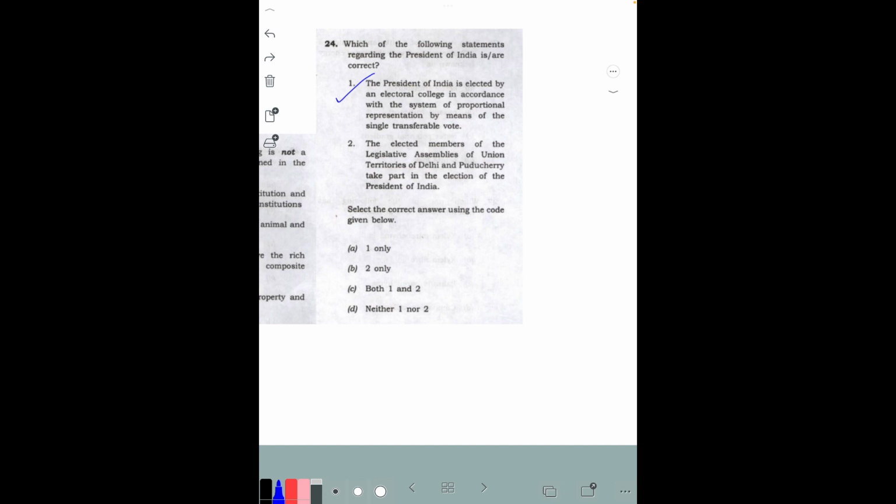The second statement is the elected members of the legislative assemblies of union territories of Delhi and Puducherry take part in the election of the President of India. So this is also one correct statement. So the correct option is C, both 1 and 2.